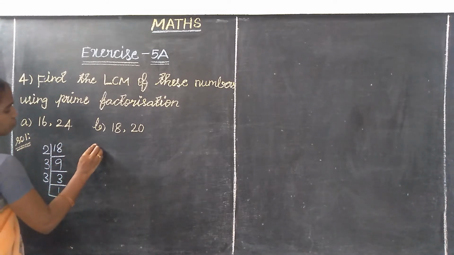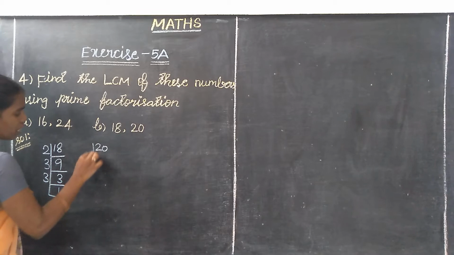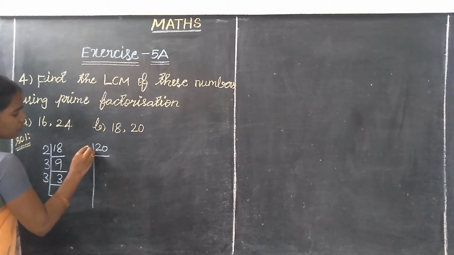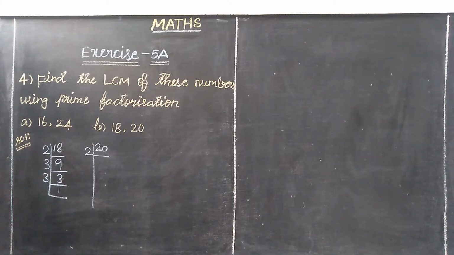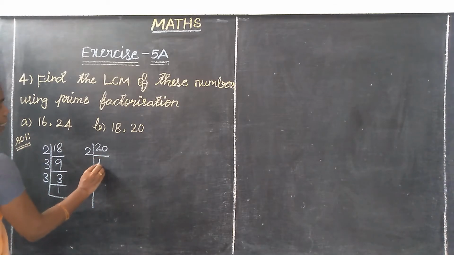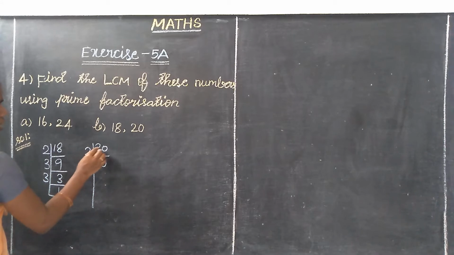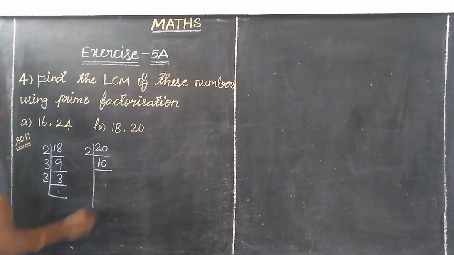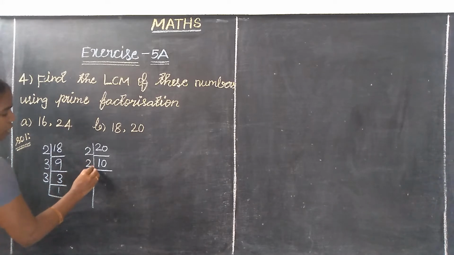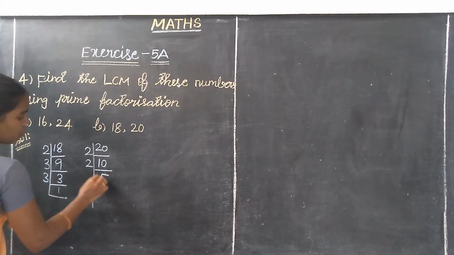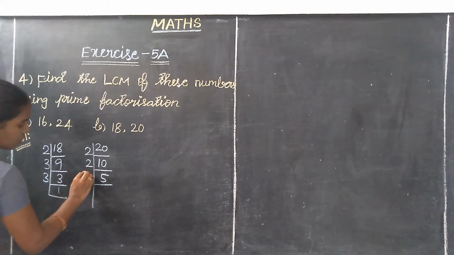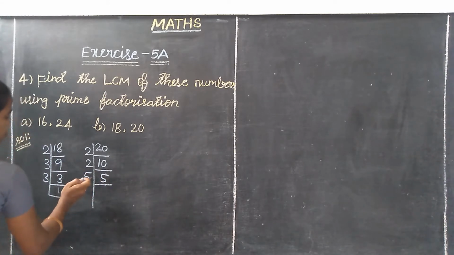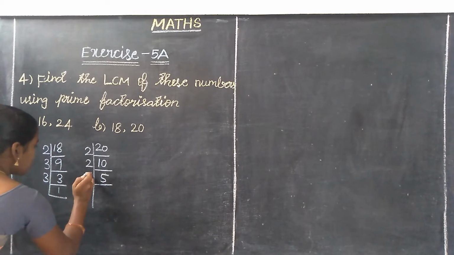And then 20. The next value is 20. It is divisible by 2, because the last digit is 0. So 10 twos are 20. Then 10 is divisible by 2, and 5 twos are 10. 5 is a prime number, so it is divisible by 5 only.